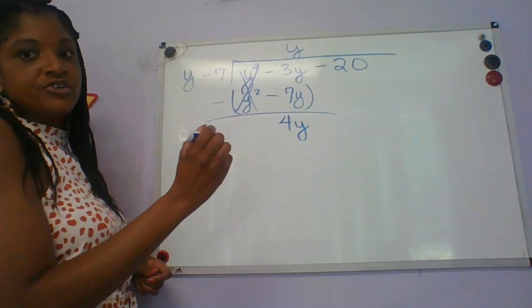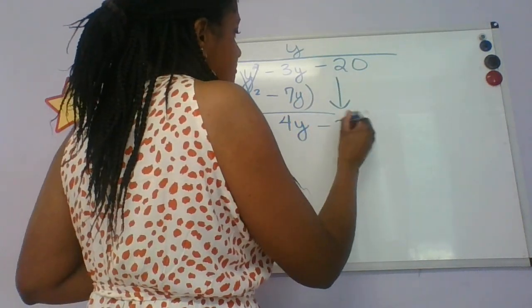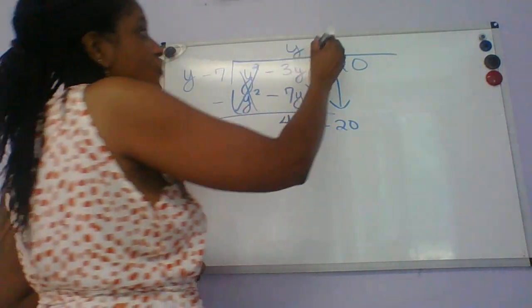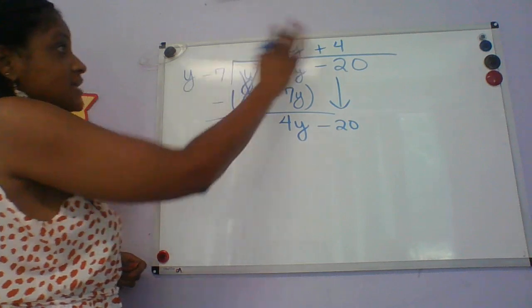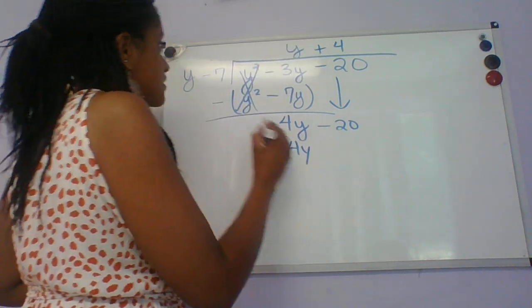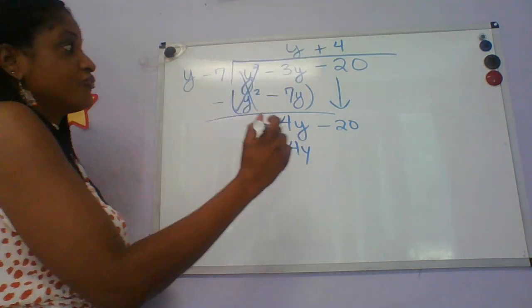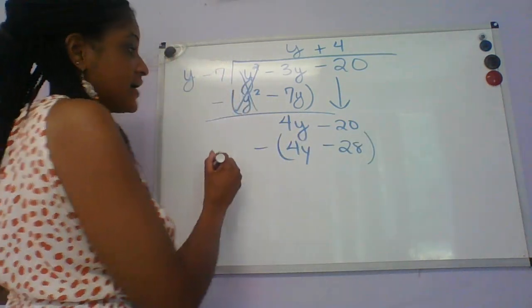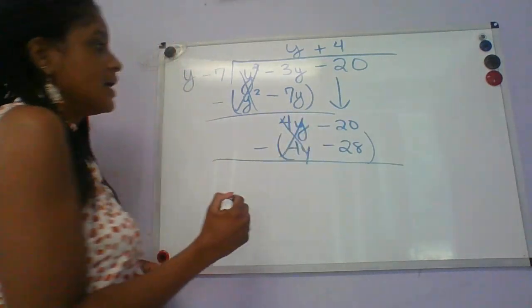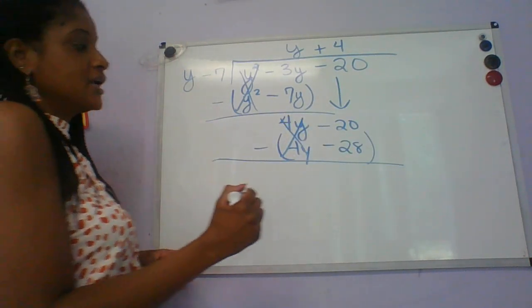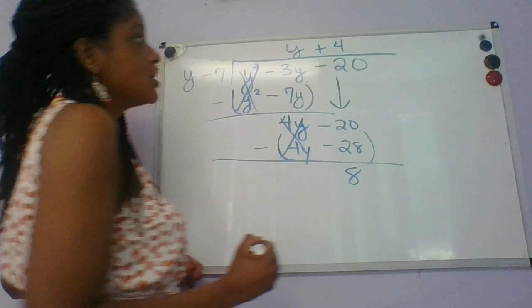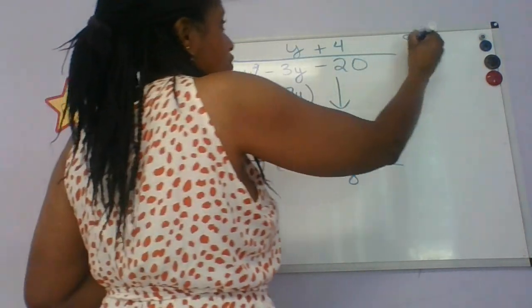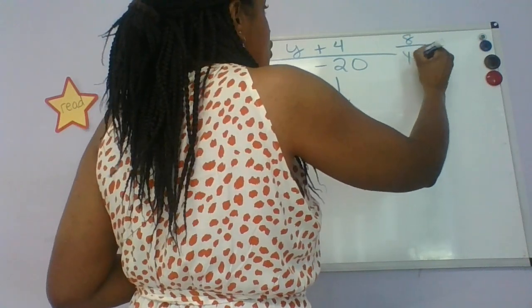All right, and just like regular division, we bring down our next value. Y divides 4y 4 times. Y times 4 is 4y. Negative 7 times 4 is negative 28. All right, and then we subtract. And negative 20 plus 28 is 8. So this is our answer: y plus 4 with the remainder of 8 over y minus 7.